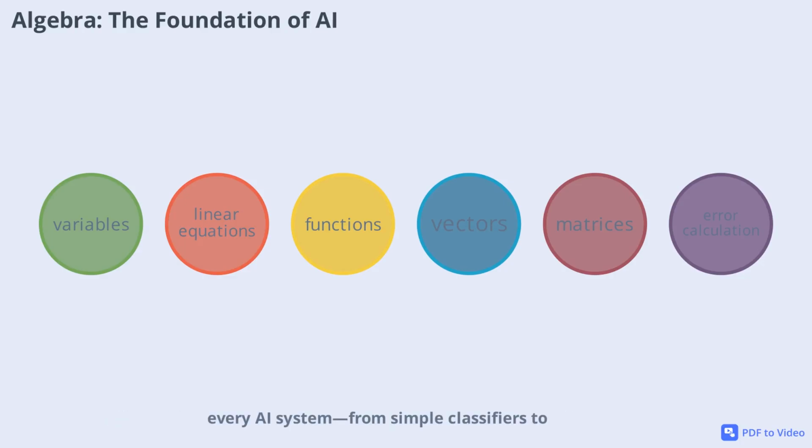Remember, every AI system, from simple classifiers to deep neural networks, relies on algebraic thinking. Don't fear algebra, embrace it as a practical tool. Always ask yourself, what does this equation represent in reality? With this mindset, you're well on your way to AI mastery.